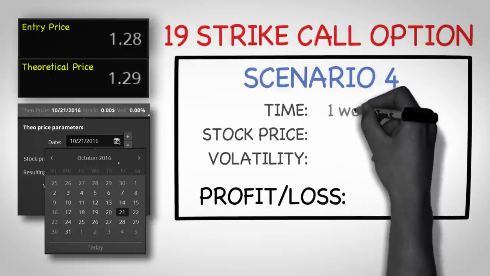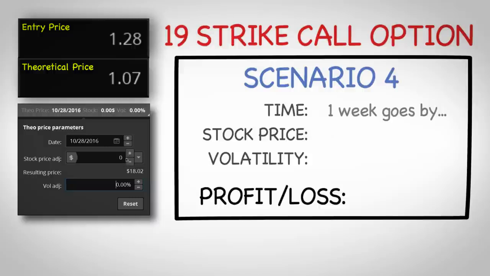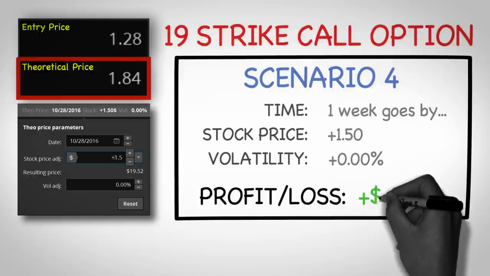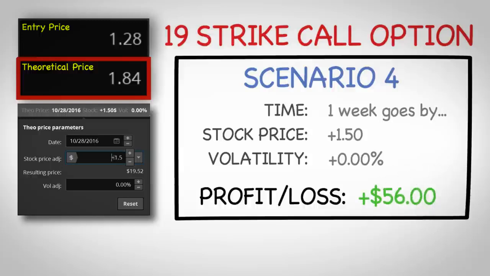So in this scenario, let's say that just 1 week has went by, and the stock's price has risen by $1.50 per share. You can see that the price of this option we own is now at $184. So that means we've turned our $128 into $184 for a profit of $56 on the trade. In this scenario, the stock's price went up quite a bit, and time decay, well, it hurt us, of course. It's always going to hurt us if we are buying options, but it didn't hurt us that much. So we were still able to make a pretty nice profit.